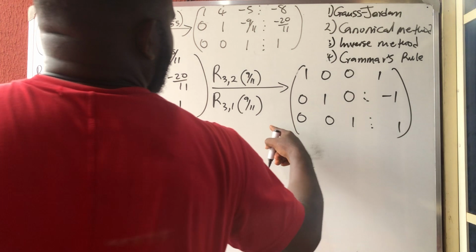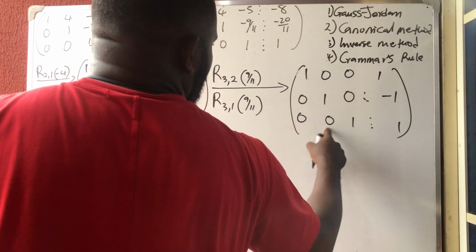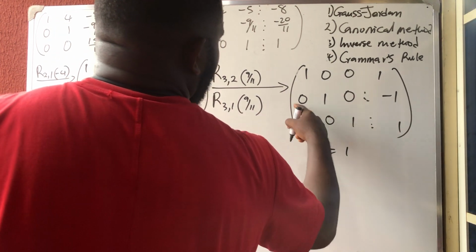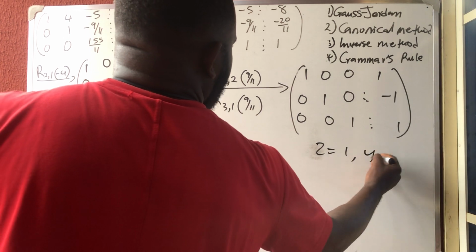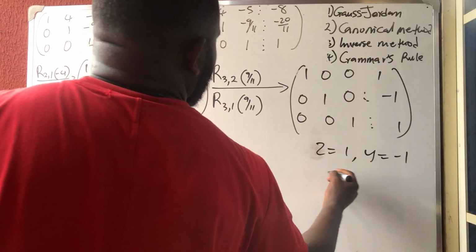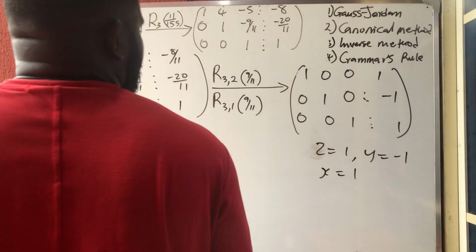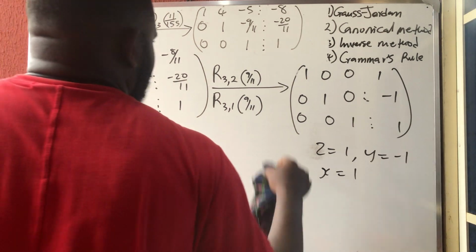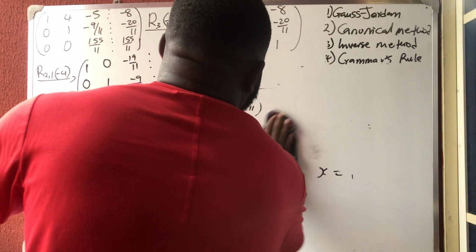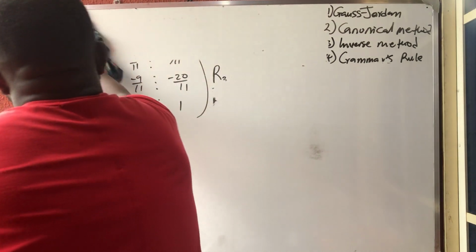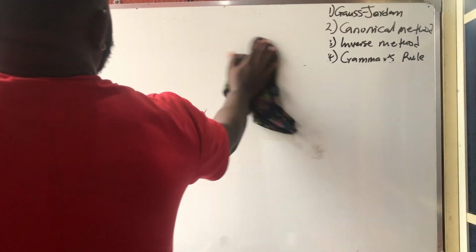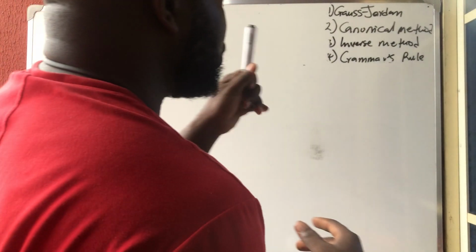Which means if you look at here, you see that this is x, y, z. So z is 1, my y is minus 1, and my x is still 1. So that is that. Try to find out where the mistake is. Because of my time, we have done the two. Let's do the third one, the inverse.